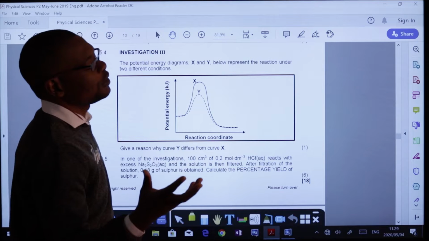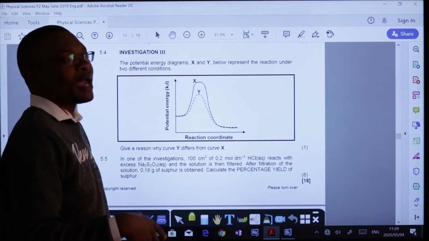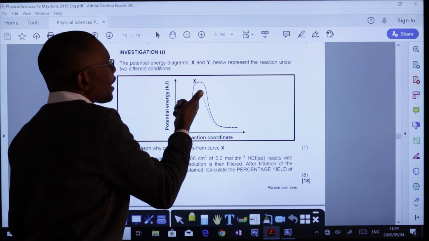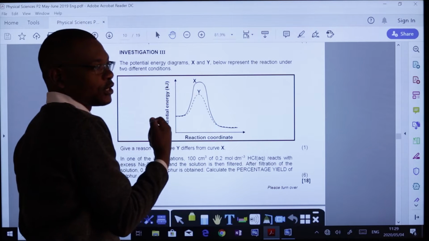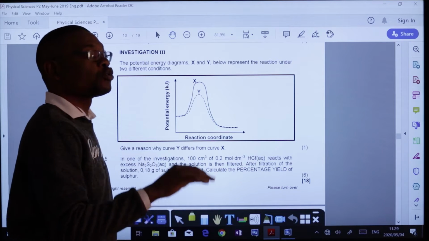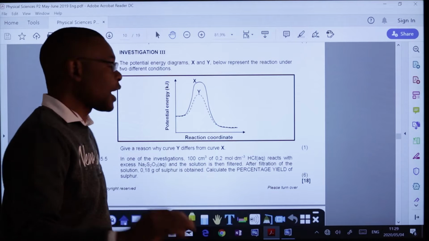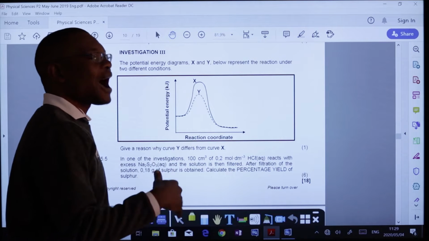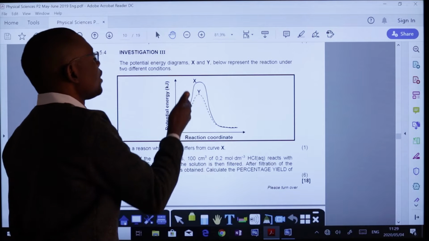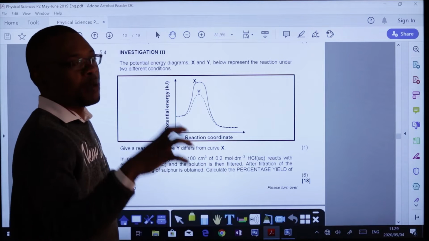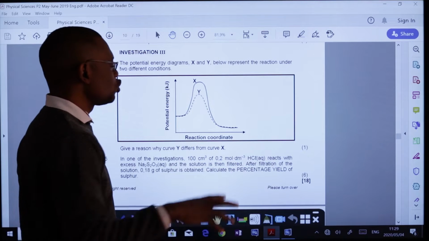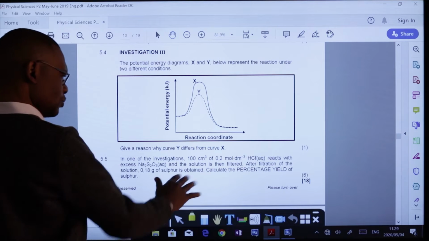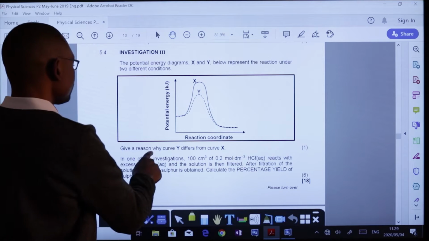So by applying your knowledge here, you might conclude that this could be a catalyzed reaction, where the catalyst is used to lower the activation energy required to drive the reaction, while this one is an uncatalyzed reaction where you have to supply as much energy to drive the reaction to produce the same product of the reaction. So let's see what the question is talking about.